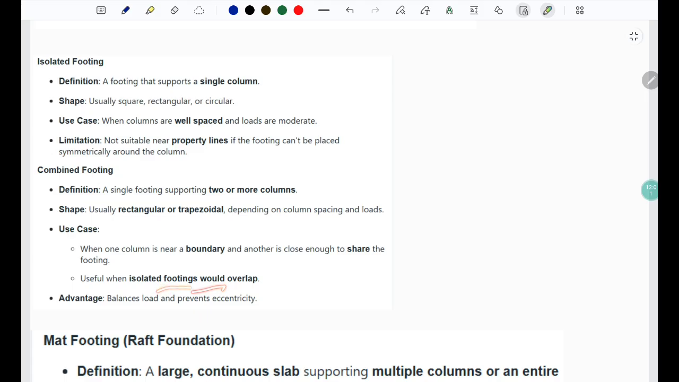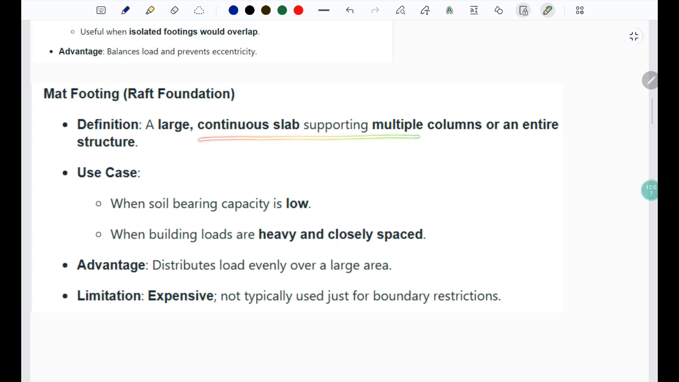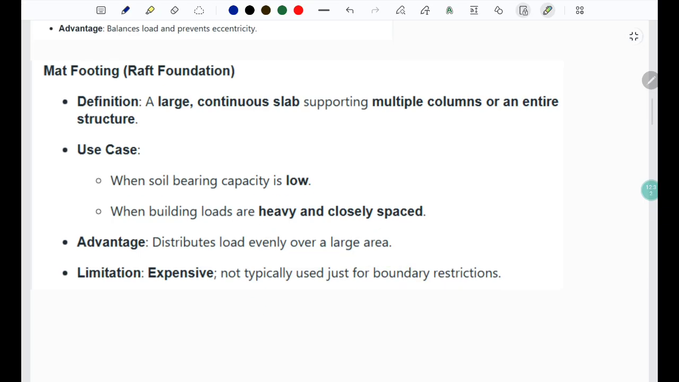So useful when isolated footings would overlap. Then there is mat footing or raft foundation, a large continuous slab supporting multiple columns or an entire structure. It is given when the soil bearing capacity is low, and when the loads are heavy, because as I said, not just the type of soil beneath, but also the load matters before deciding what sort of footing or foundation we will give. The advantage is that it distributes load evenly over a large area. Limitation is that it is expensive, so we will not typically use it where we have boundary restrictions, or when the load is light.